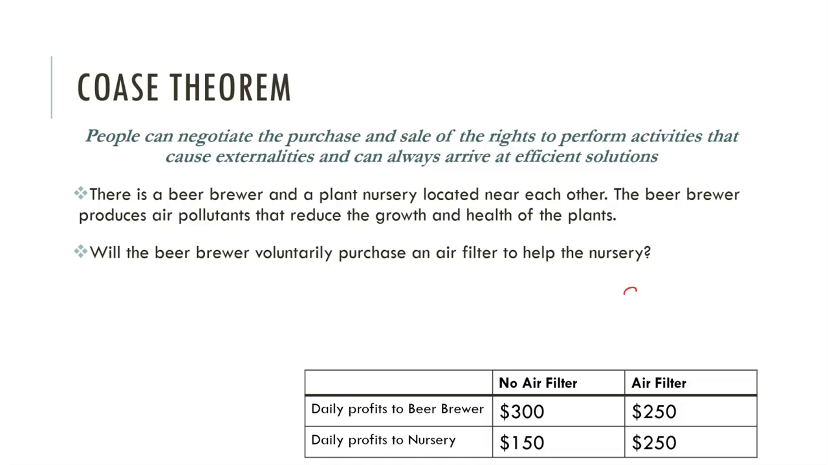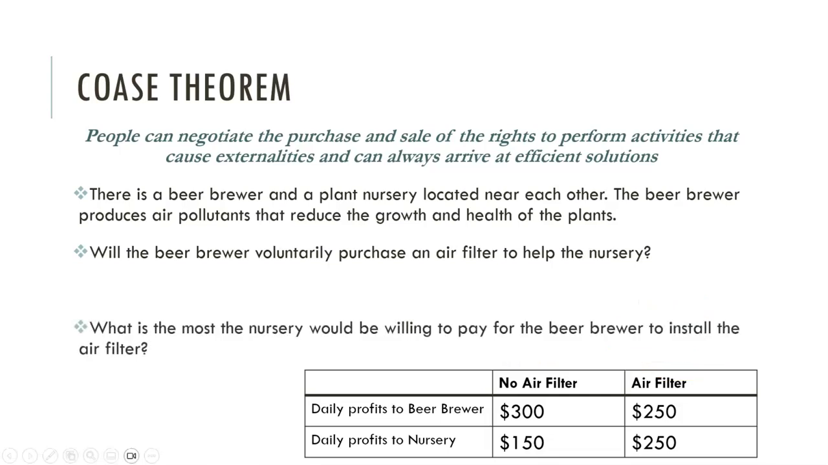Okay, so what is our social optimum? What does society want? In this case, we're going to look at the total profits. So without the air filter, our total profits are 450, and with the air filter, our total profits are 500. So we would say that our social optimum is going to be with an air filter because that's creating the most profit for society, most profit for our group. Okay, so how much would the nursery potentially be willing to pay for the brewery to install an air filter?